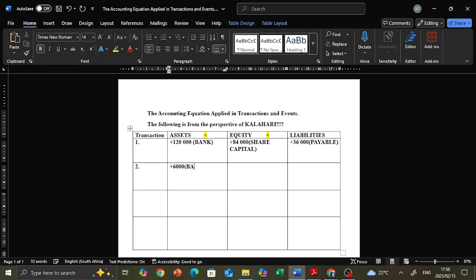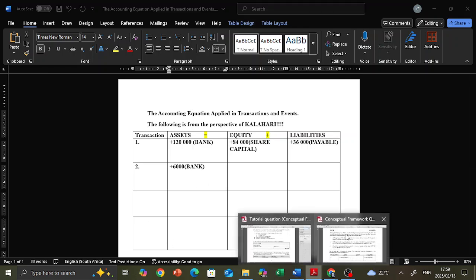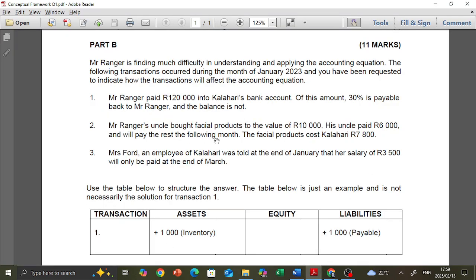Is bank, right? The uncle paid cash, so 6,000 rand, our bank increases. And then the other one that he's going to pay, right? Let's go back to the question. The rest that he's paying later will be 4,000 rand, and that's a receivable.